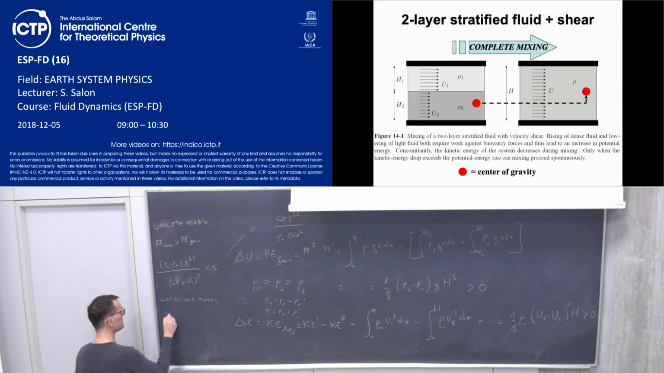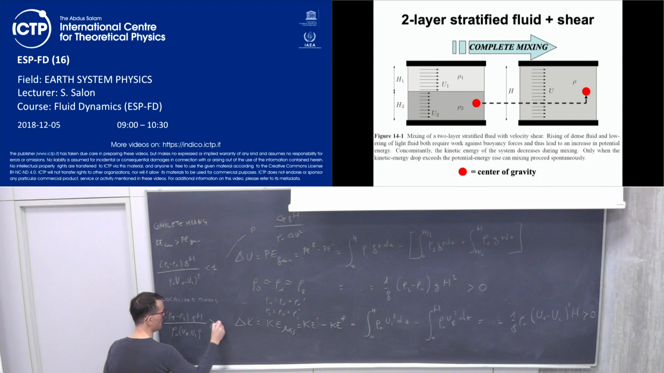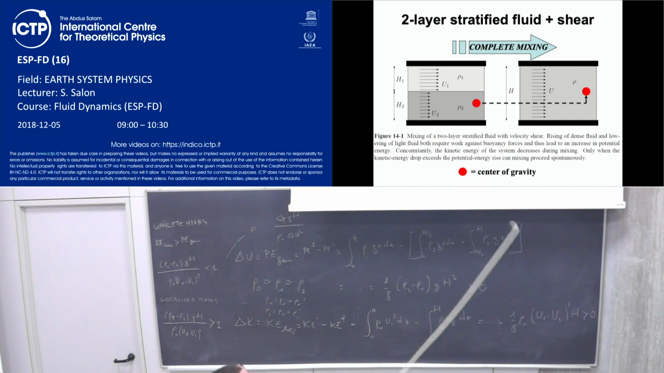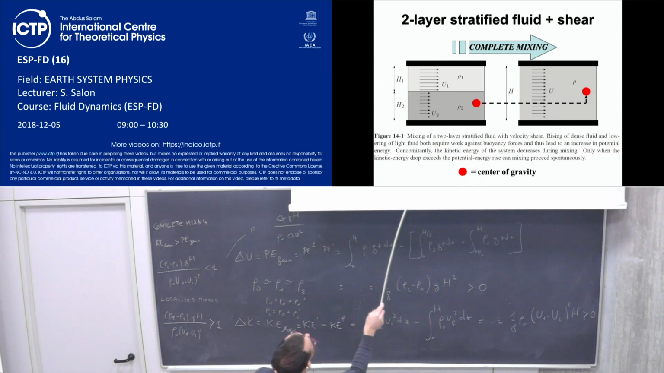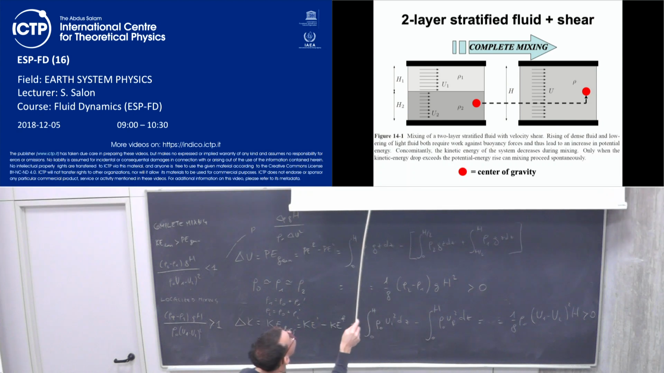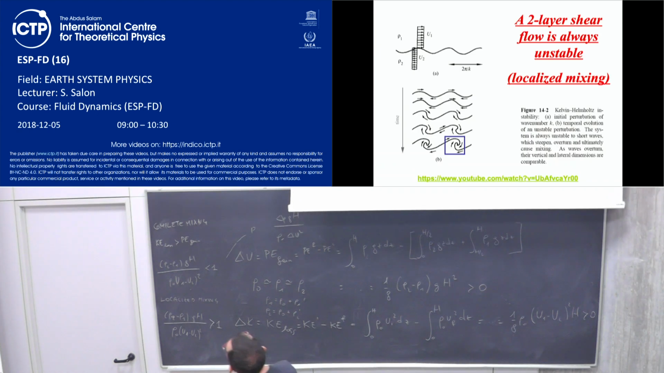So when this term here is larger than 1, in this case the mixing does not occur completely over the system, but just in a very small area, a very small layer close to the interface. So we can restrict our analysis to this situation.